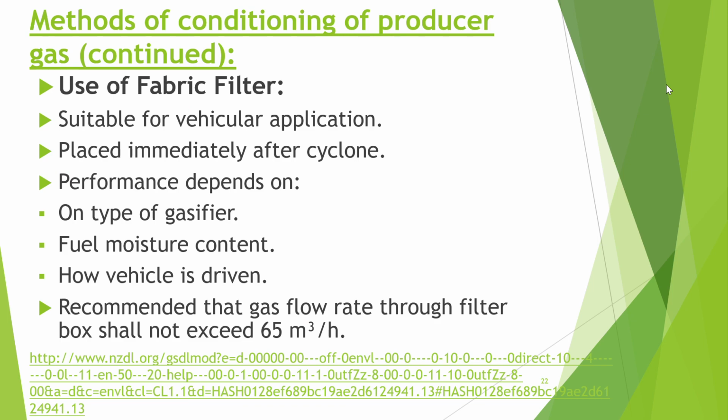Now the second method is the use of a fabric filter. Fabric filter, as the name suggests, is a sort of filter made of cloth. It is suitable for vehicular application. Here we have a cyclone. Cyclone means the gas is made to whirl at a huge number of revolutions per minute. Whether we should use it or not depends on the type of gasifier, fuel, moisture content, and how the vehicle is driven. And its performance will simply depend on these factors. It is recommended that the gas flow rate through this filter box shall not exceed 65 meter cube per hour.